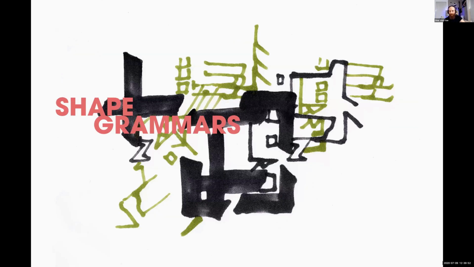This is called shape grammars. Probably you already heard about it. What happens is that you can both generate designs and paintings, but at the same time, you can retrospectively go back to what you have done and try to explain it in, quote unquote, computational terms, right?